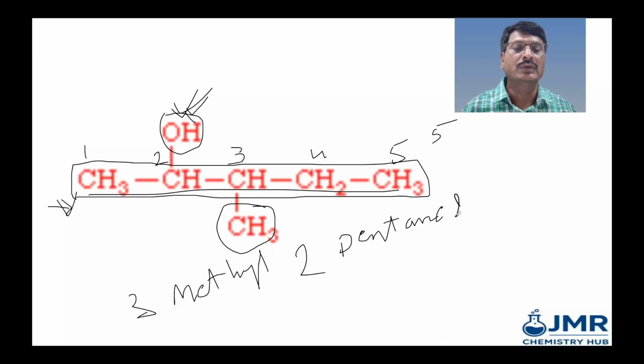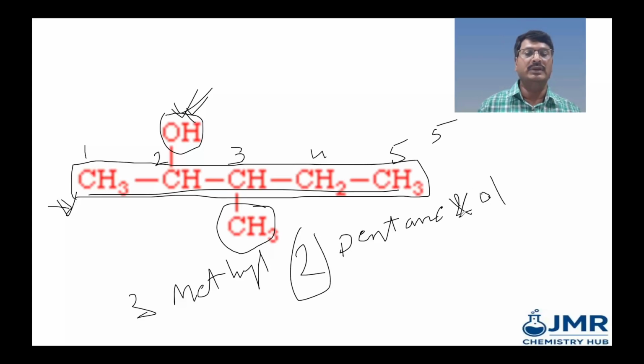Pentane, 2-ol. Already wrote here 2, so there is no need to write the number here. If you write the number here, no need to write it there. You can write it two ways: 3-methyl-2-pentanol, or you can write 3-methylpentan-2-ol. So you can write the number here, or you can write the number here. This is the name of the compound.